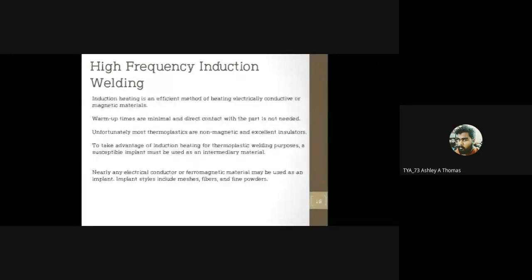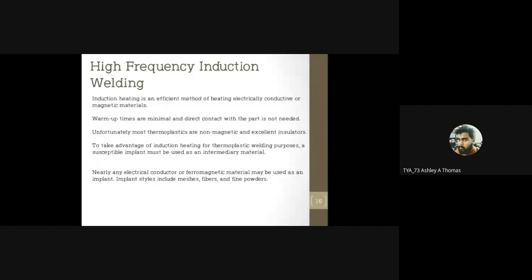Now, I'm going to the third statement. Unfortunately, most thermoplastics are non-magnetic and excellent insulators. We know that because plastic itself is used as an insulator for electrical boards and switches. So it is already an electrical insulator, so there will be a problem while heating by using an induction coil.